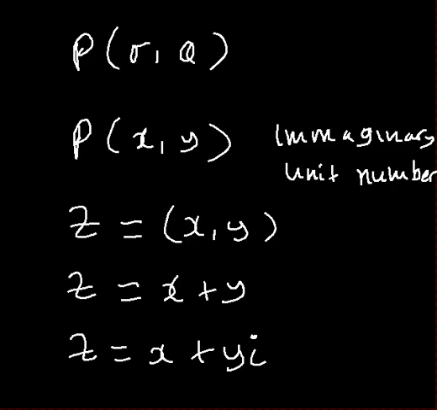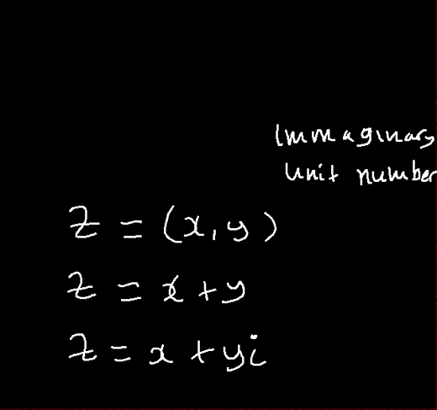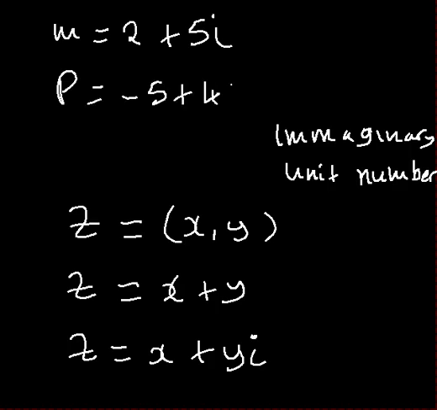So which means for this case, z is said to be the complex number. So a complex number can be, let's say, m is the same as 2 plus 5i. This is what we call a complex number. And let's say p can be given as negative 5 plus 4i. That is a complex number, where i corresponds to the imaginary unit number.